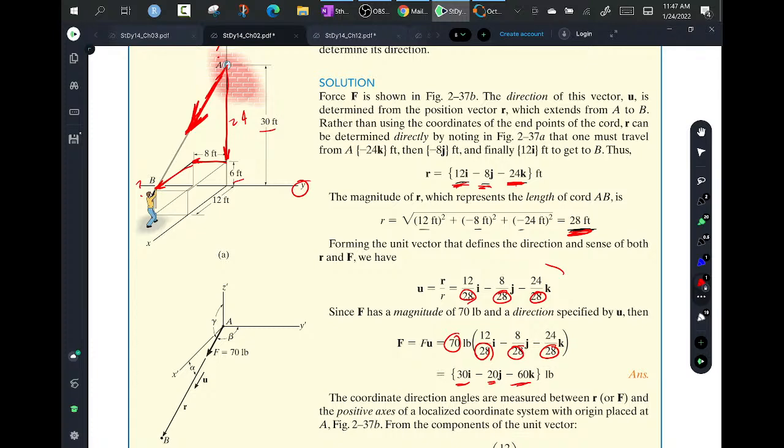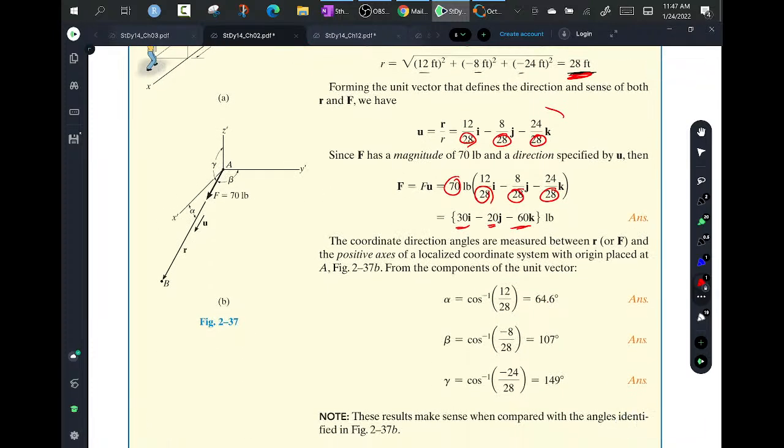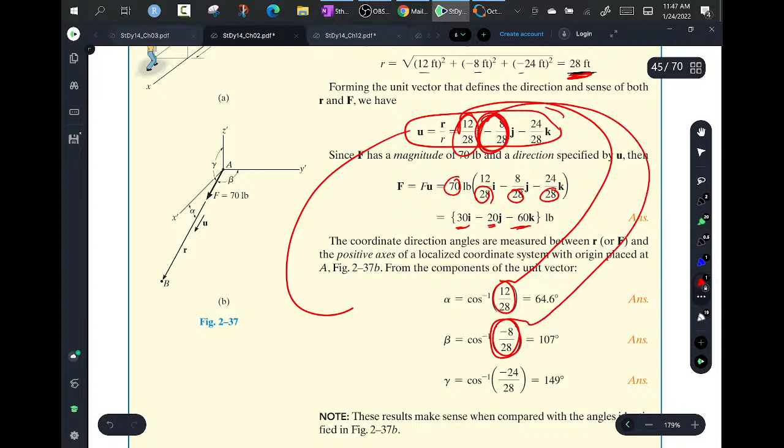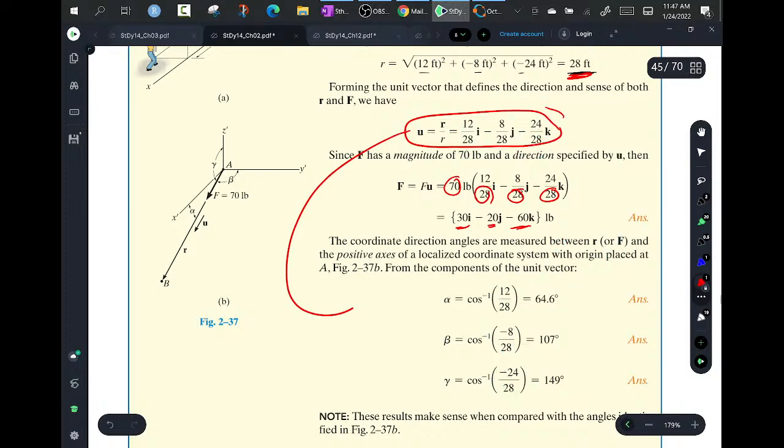The next thing he does is he wants to find the alphas. Well, what you do is the alphas come from your base vectors, and you take the 12 over 28, that goes in here. The minus 8 over 28, you've got to keep your signs with it, and the minus 24 over 28 gives you your angles. When you end up with a minus sign, you're going to get greater than 90 degrees here. If you forget your minus signs, you're going to get the wrong value here. It's going to be less than 90.